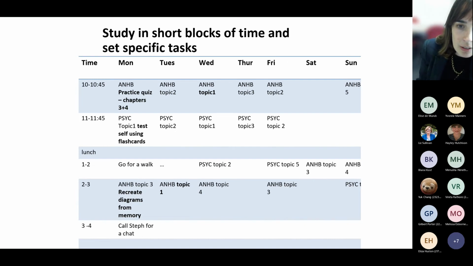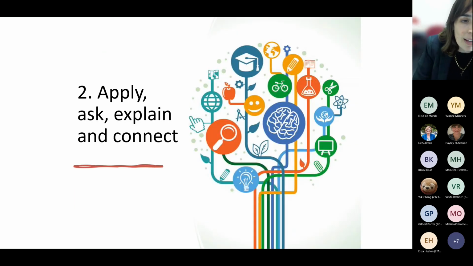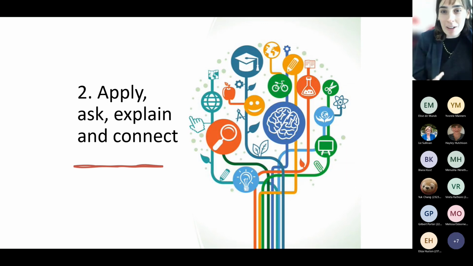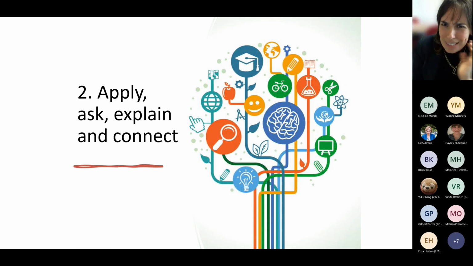Okay. So number 2, apply, ask, explain, and connect. This idea of elaboration. A lot of students I speak to, because, as we've discussed, of the sheer amount of content that they're asked to learn for exams, there's a tendency to want to narrow that information down to its simplest form, and then do a bit of rote learning. So repeat it loads of times until you can remember it.